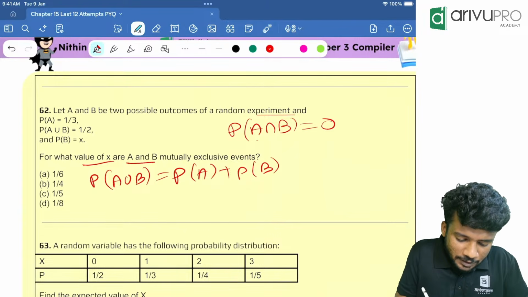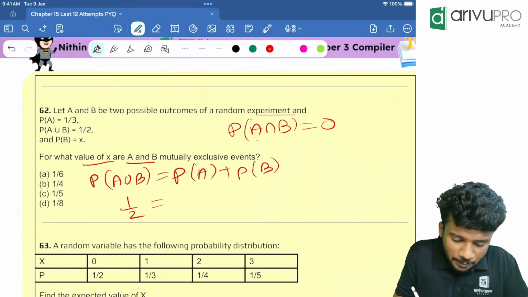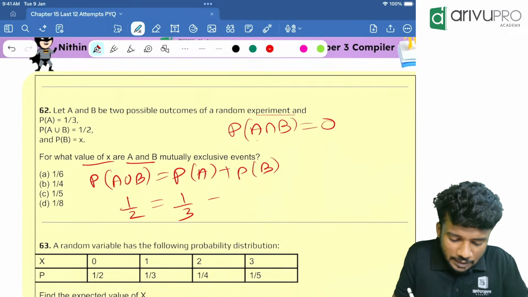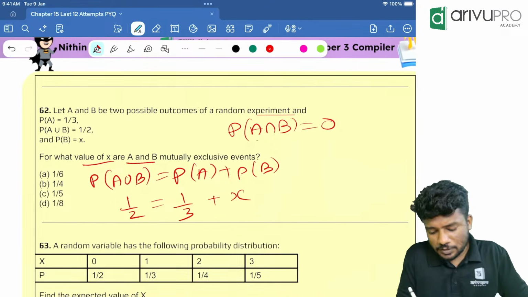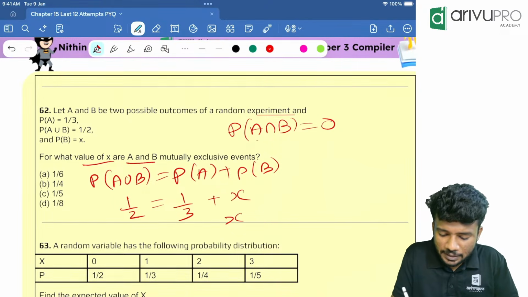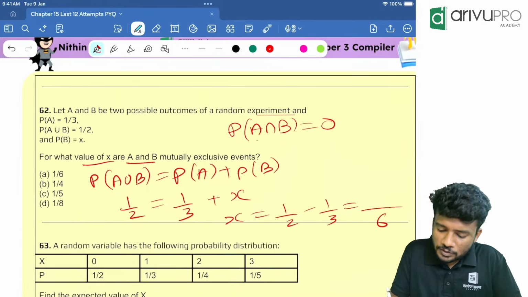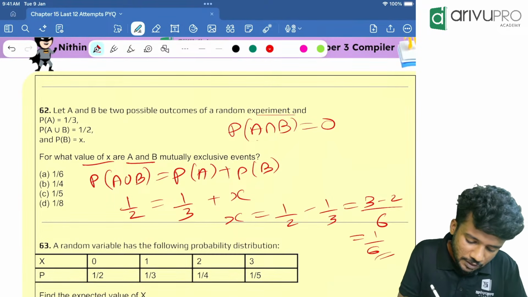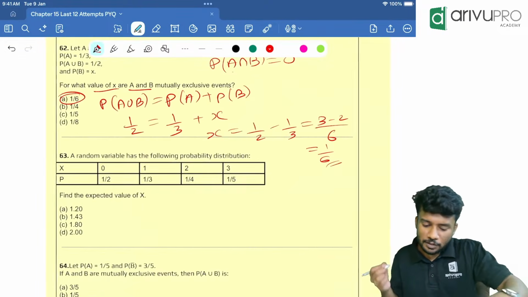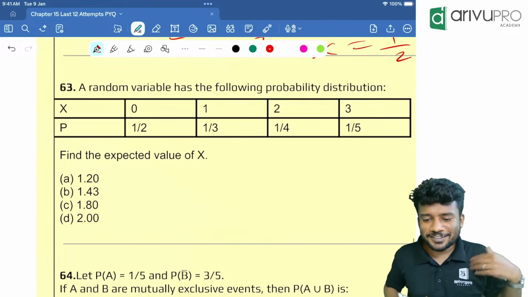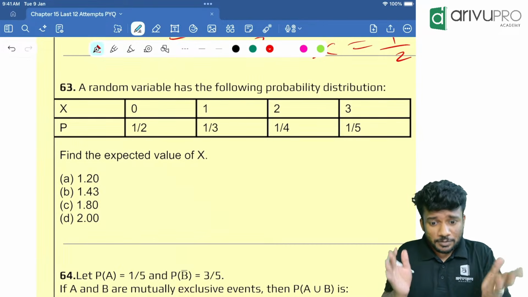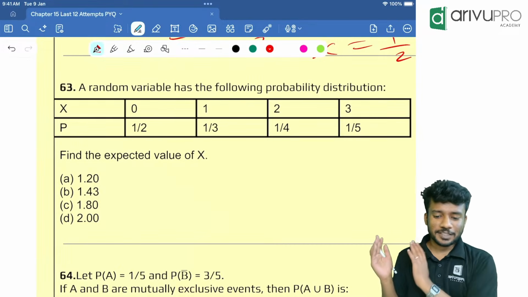Then A union B is how much? 1 by 2. Then P of A is how much? 1 by 3. Then plus X. So take this to the other side. That means X is equal to 1 by 2 minus 1 by 3, which is equal to 3 minus 2 over 6, that is 1 by 6. Option A is your answer. Good question. Very good question. And this type of question was never repeated. Yes, using the addition law.